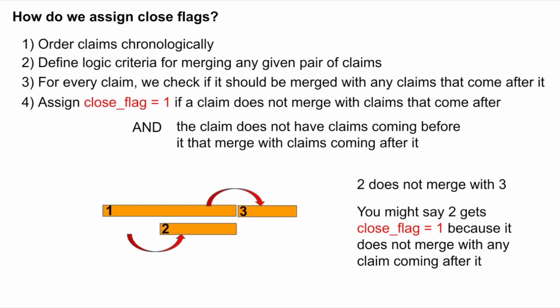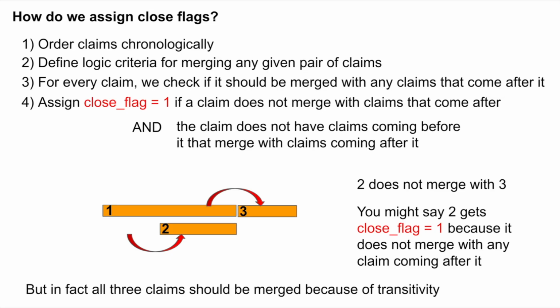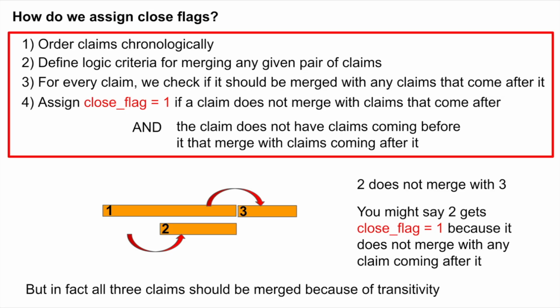So you might say that 2 gets a close flag of 1 because it does not merge with any claim coming after it. But in fact, all 3 claims should be merged because of transitivity. And so claim 2 should not have a close flag of 1 because it is not the last claim in the encounter. So that's why we require step 4 to have that other step of the claim does not have claims coming before it that merge with claims coming after it.